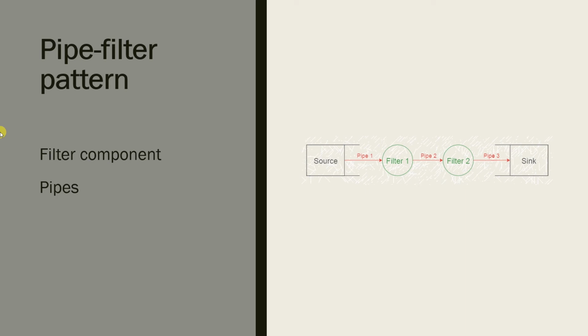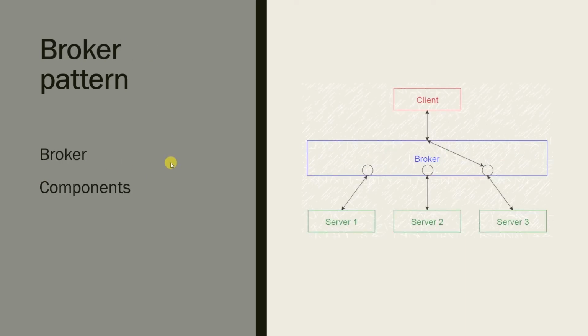And we have the broker pattern. It's the next architectural pattern. This pattern is used to structure distributed systems with decoupled components. These components can interact with each other by remote service invocations. A broker component is responsible for the coordination of communication among components.